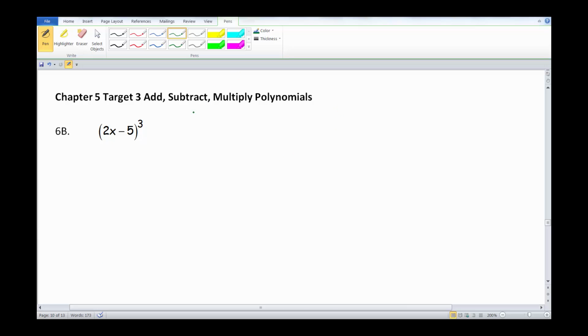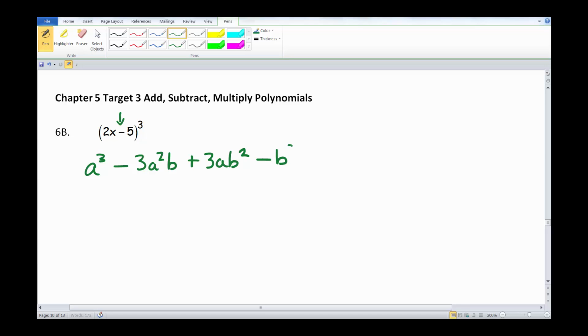And so because we have this binomial being cubed, what we're going to do is use that formula where it is a cubed minus, because we do have a minus symbol in between here, 3a squared b. Now the sign changes to plus 3ab squared. So the a goes down one exponent, but the b rises up. And then lastly, minus b cubed.